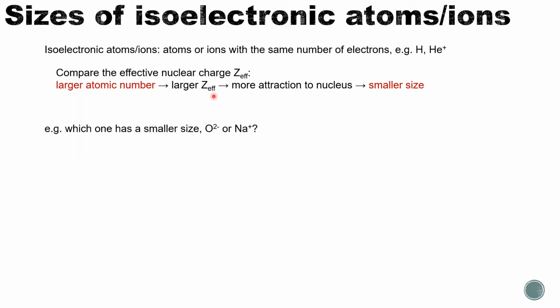So here's a practice question. Which one has a smaller size: oxygen 2 negative, the anion, or sodium plus, the cation? Which one?